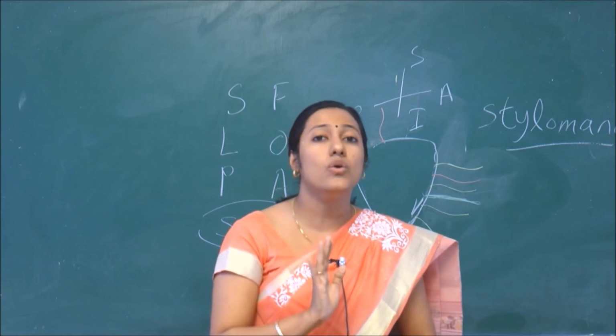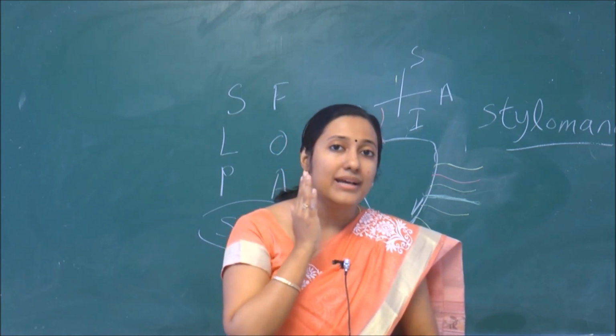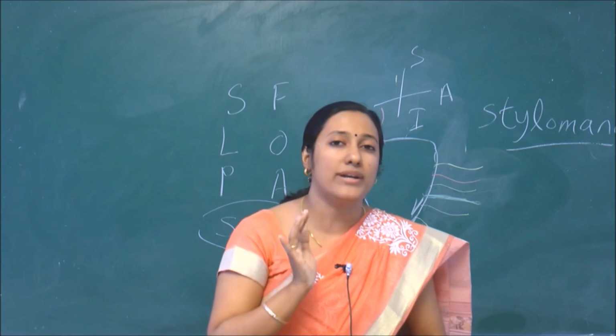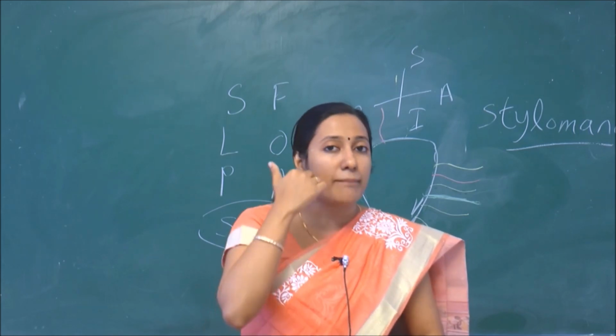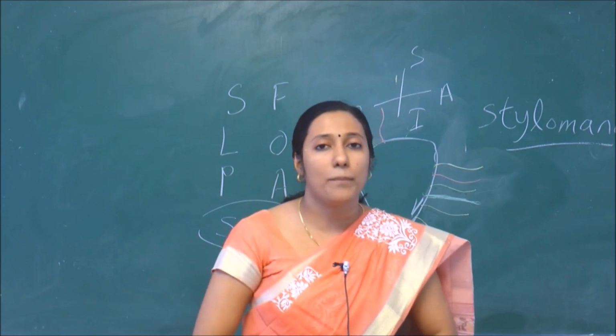So this is how the retromandibular vein is formed and what is its relation with the parotid gland. So it is related to nothing but the apex. So from the apex, two divisions of the retromandibular vein arise.